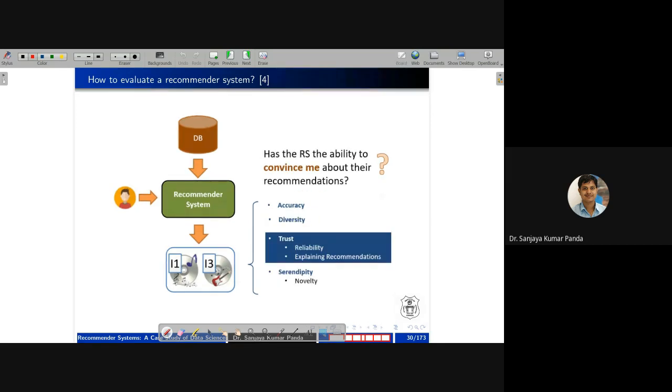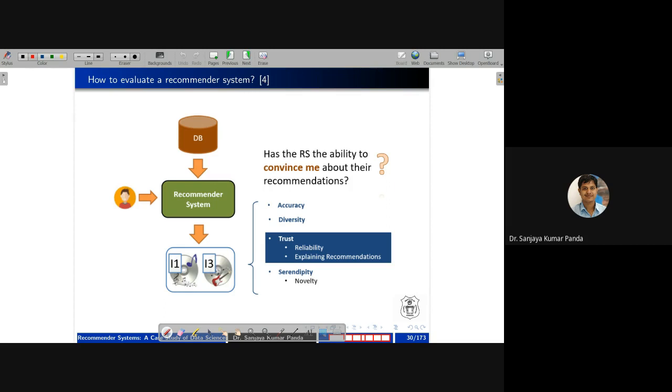Coming to trust, the third parameter asks whether the recommendation system has the ability to convince me about its recommendation. Sometimes a recommendation system also provides some additional information. Nowadays it says that if you purchase this item by today midnight, it will be delivered to you by the day after tomorrow. Or sometimes it says that this particular item was purchased by 10,000 users and the rating of this item is 4.5. So that really focuses on the trust of the recommendation system.